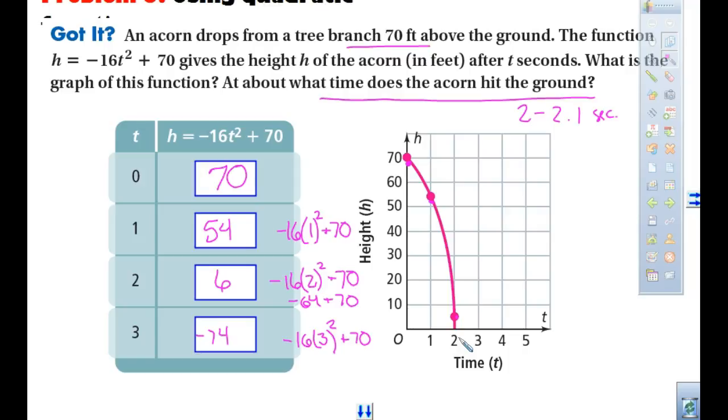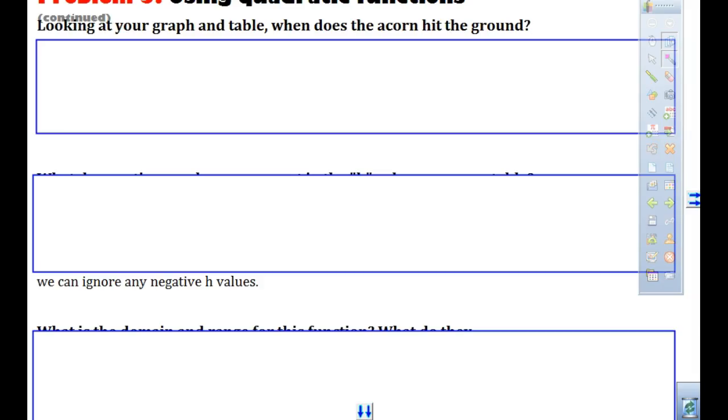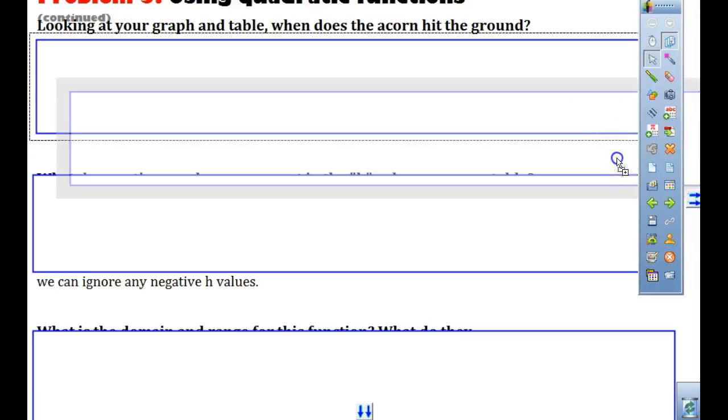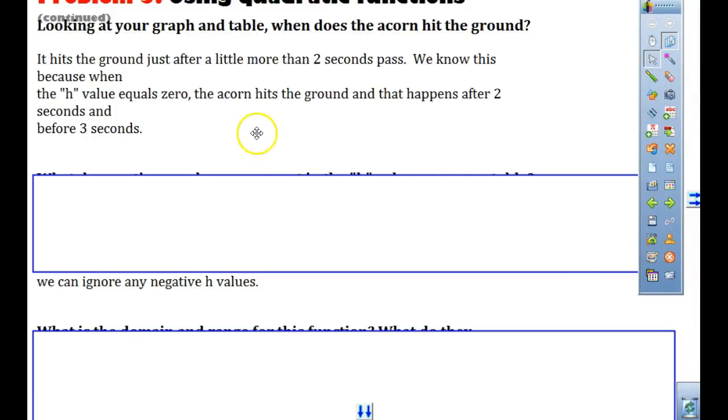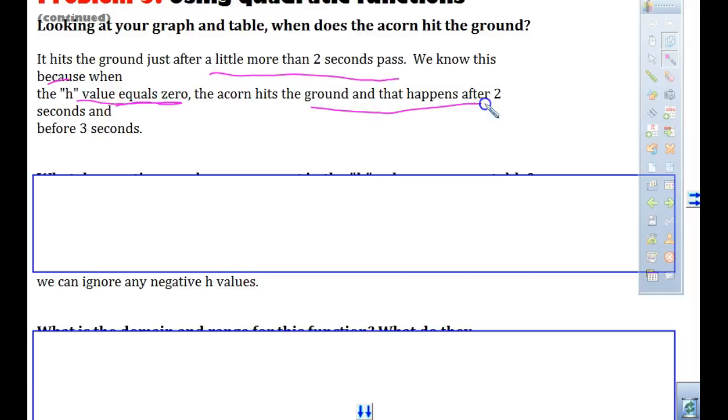We're going to get more precise with this as the unit goes on, where I will ask you to actually find that. That's one of your solutions. So, it says, looking at your graph and the table, when does the acorn hit the ground? If we are looking at that, we are going to say, and you don't have to write all of this, the key thing I would probably write, it's going to hit a little more than after 2 seconds. What we're looking for is when the height is 0, okay? So about 2 seconds, because when h equals 0, the acorn hits right after between 2 and 3 seconds. Much closer to 2 seconds than 3 seconds, right?